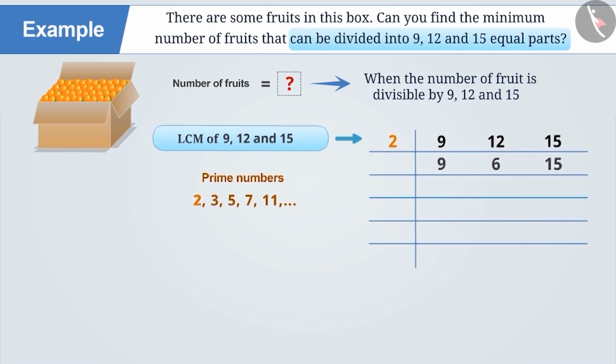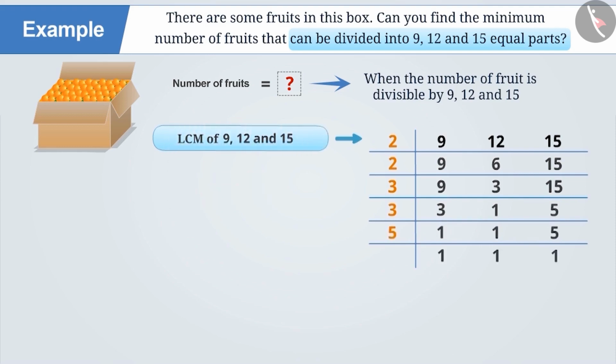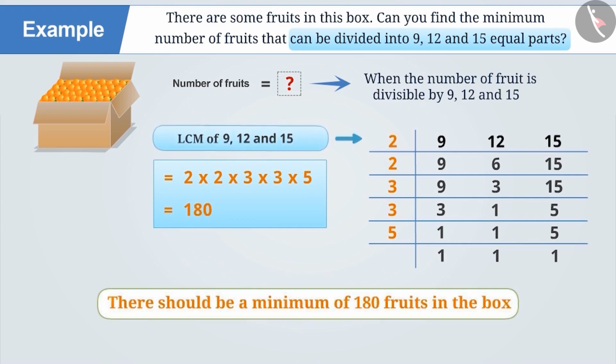By repeating the process, we will again divide the numbers by 2. We will write 9 and 15 in the next row as it is and divide 6 by 2 and write down the result 3 in the next row. The next smallest prime number to divide them is 3. Because the numbers 9, 3 and 15 are not divisible by 2, we will continue the process till we get 1, 1, 1 in the same row. In order to find the LCM of 9, 12 and 15, multiply these prime numbers to get 180. So, there should be a minimum of 180 fruits in the box.